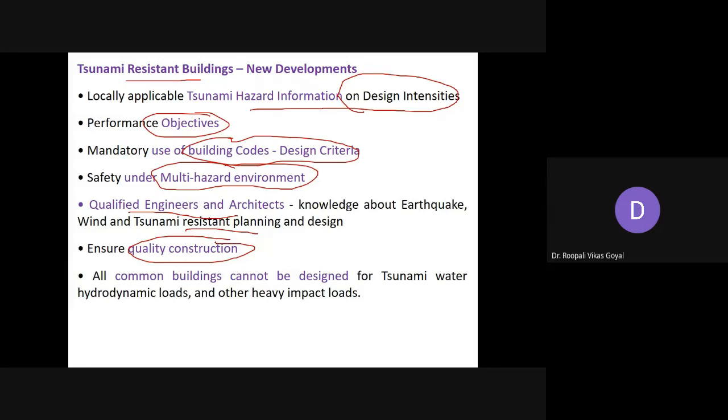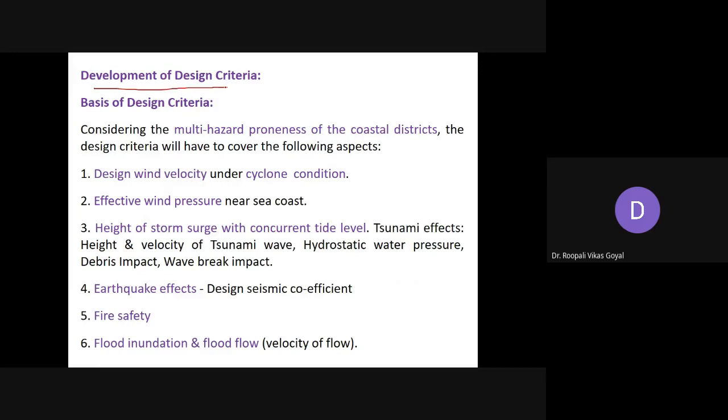Then, all common buildings cannot be designed for the tsunami water, because it may become very costly. So you have to decide which kinds of buildings need a particular specific design against tsunami water. So, development of design criteria. This is the basis of design criteria. So considering the multiple hazard proneness of the coastal district, the design criteria have to cover the following aspects.